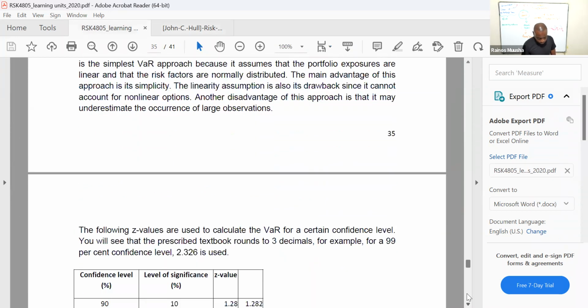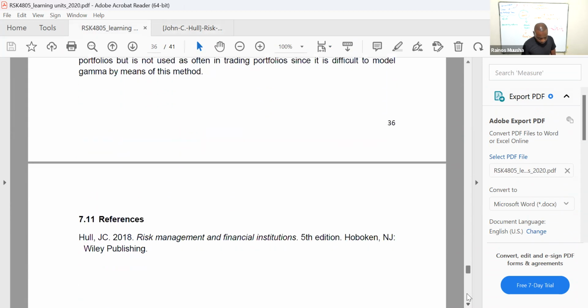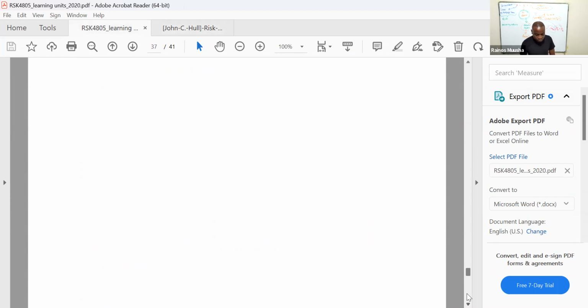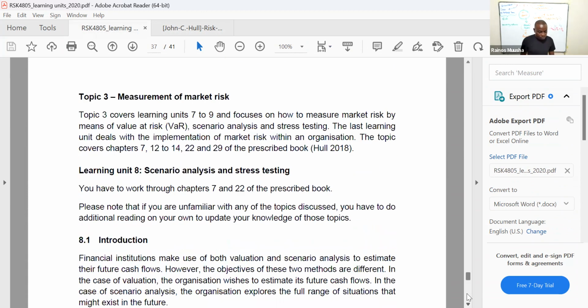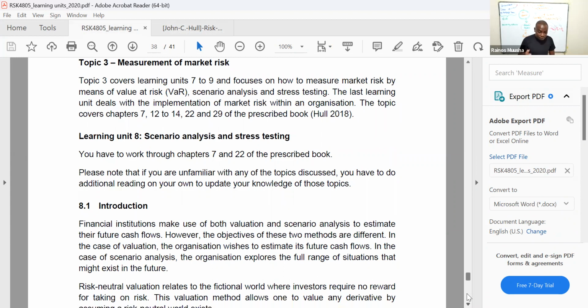For chapter 14, we are expected to cover everything that is expected to be covered in chapter 14. If there's something that's not expected to be covered, I'll also highlight it to you when we cover chapter 14 of the textbook.